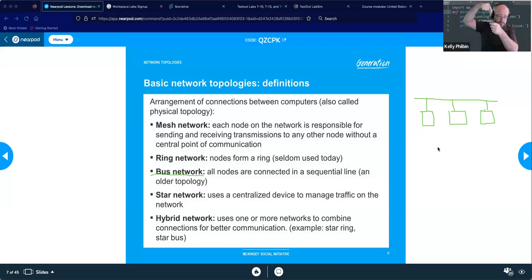And then they would literally just drop a box down to your desk where you would use a BNC connection to hook into the network. So you were literally dropping a line down from the ceiling.